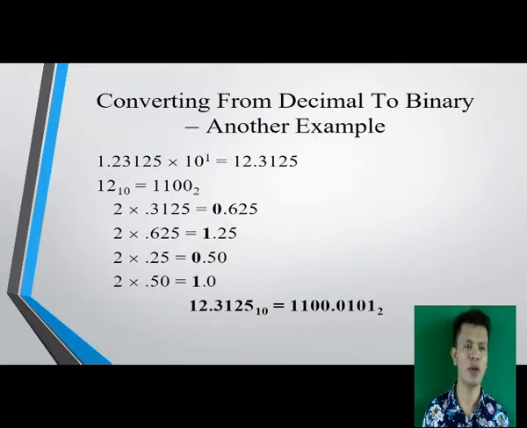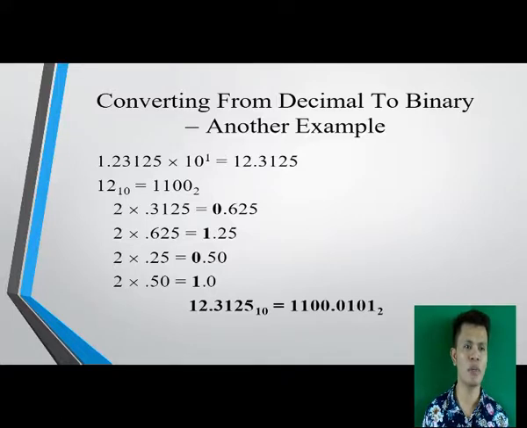Another example of converting a decimal to a binary. 1.23125 times 10 to the 1 is equal to 12.3125. Same as the previous example, we're going to move the decimal point from left to right once. We're going to get the equivalent of 12 in binary, so 1100 base 2 is the binary equivalent.